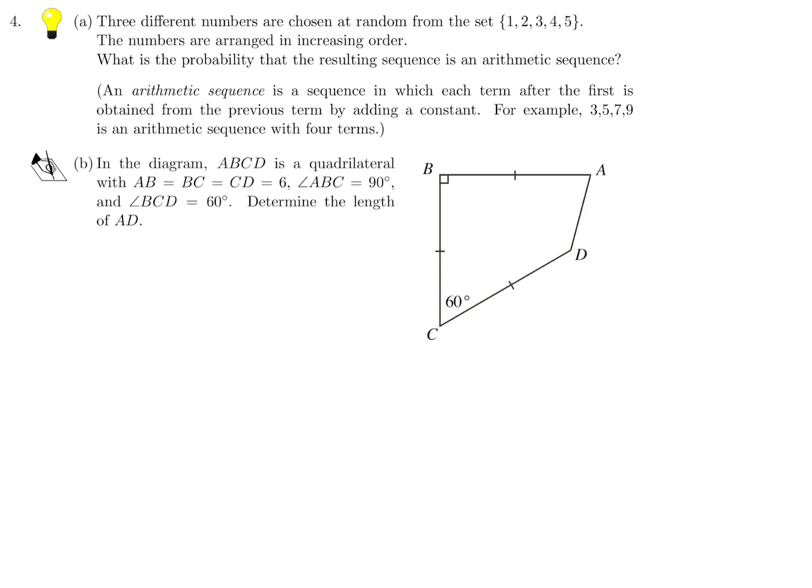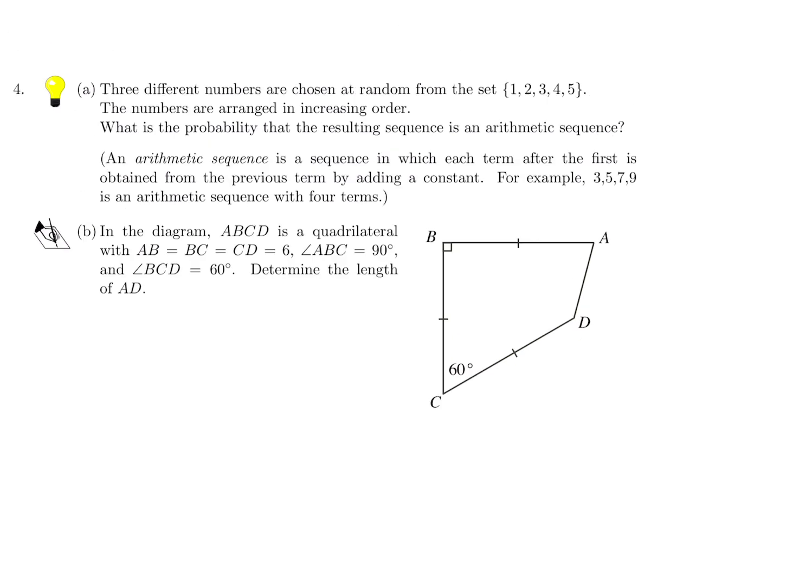Three different numbers are chosen at random from the set 1 through 5. The numbers are arranged in increasing order. What is the probability that the resulting sequence is an arithmetic sequence? An arithmetic sequence is a sequence in which each term after the first is obtained from the previous term by adding a constant. For example, 3, 5, 7, 9 is an arithmetic sequence with 4 terms.